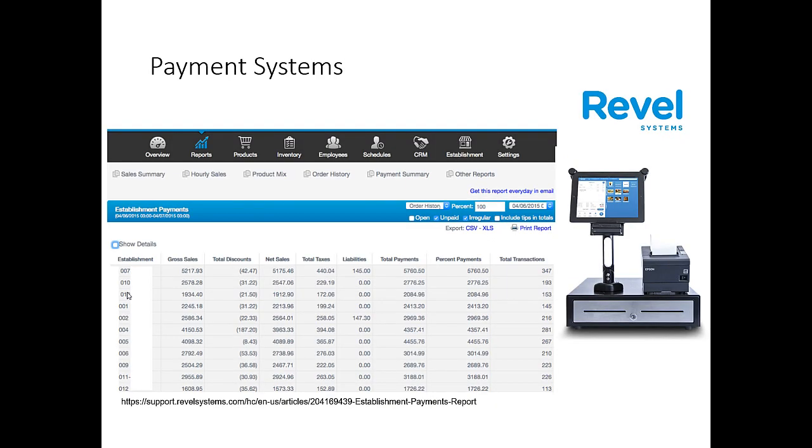Payment systems are another example of a tool that is very common, that can be commonly used to generate relevant data to answer marketing research questions. In particular here, we see an example from the payment system called Revel, where we use iPads or some other small digital screen and have a cloud-based payment system platform.